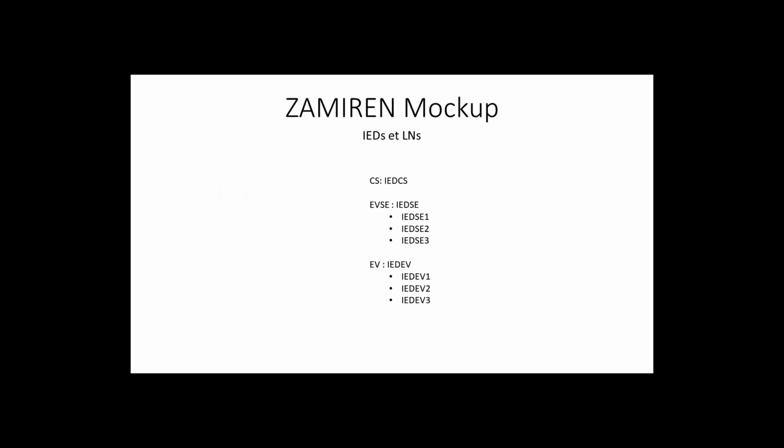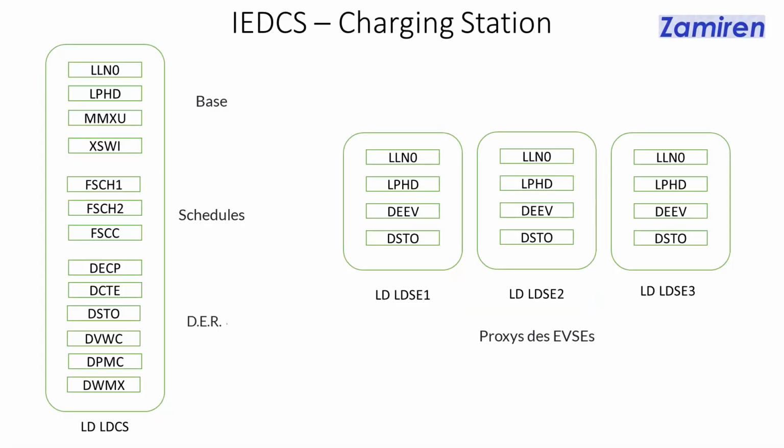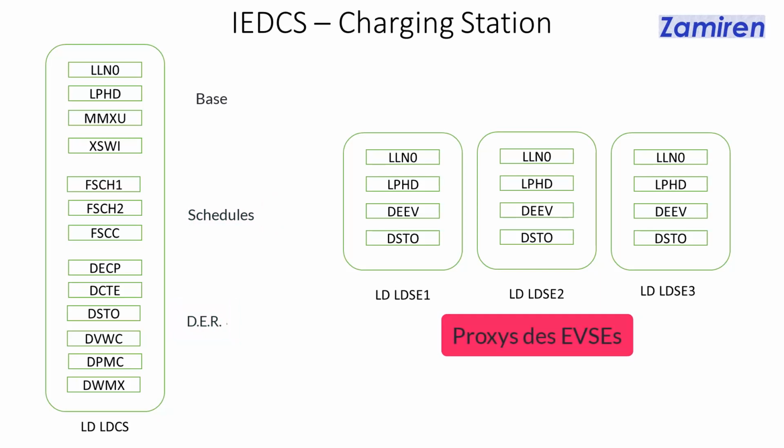The Zamiran model uses, from the point of view of IEC61850, 7 IEDs of 3 models: 1 charging station model IED, IEDCS; 3 IEDSE model IEDs that differ only by the EVSE identifier; and 3 IED-EV model IEDs that differ only by vehicle identifier. The station's IEDCS IED contains a logical device, LDCS, which includes the station's basic LN, LN for schedules and LN for the DER aspect. It also contains proxies of the 3 EVSE.